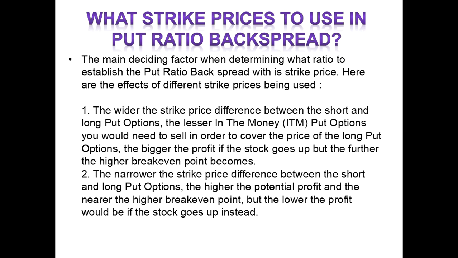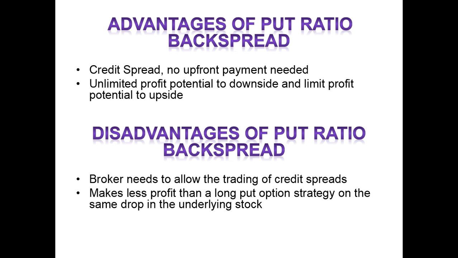The bigger the profit if the stock goes up, but the further the higher break-even point becomes. The narrower the strike price difference between the short and the long put options, the higher the potential profit, and the nearer the higher break-even point, but the lower the profit would be if the stock goes up instead.